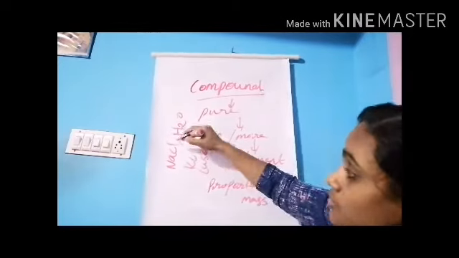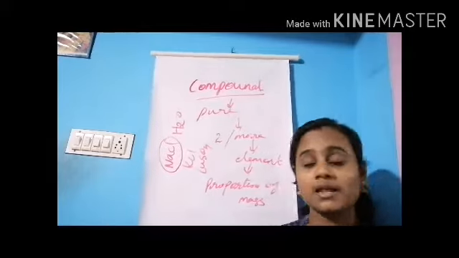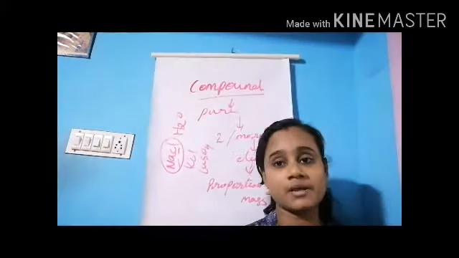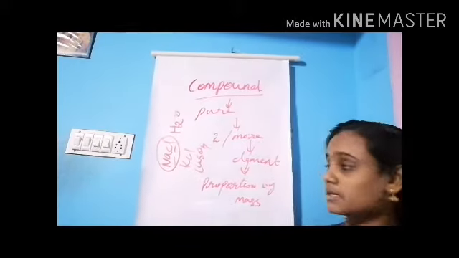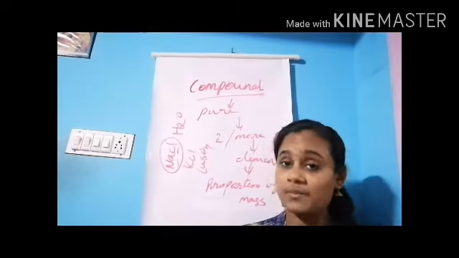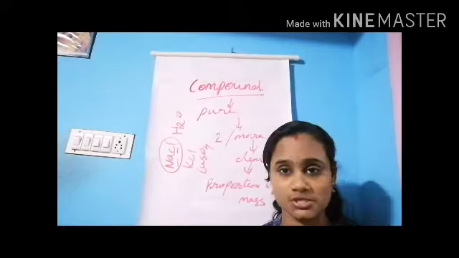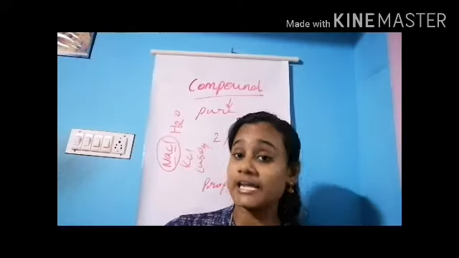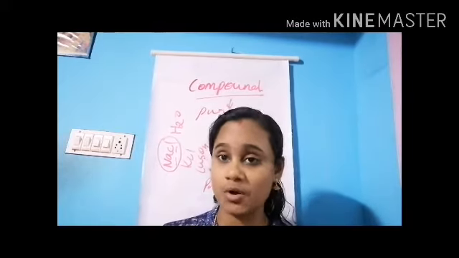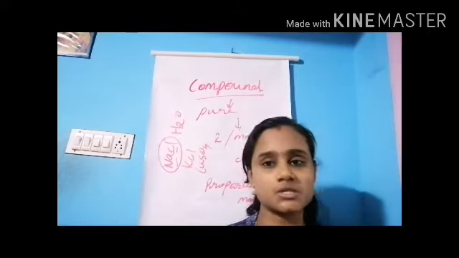In sodium chloride, the constituent elements are sodium and chlorine. In the case of potassium chloride, the constituent elements are potassium and chlorine. In the case of water, hydrogen and oxygen. Properties of compounds are entirely different from those of their constituent elements.